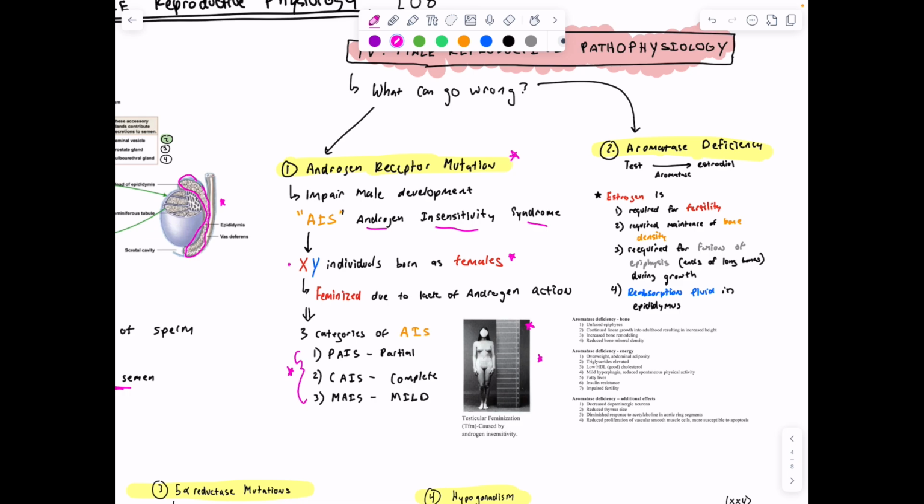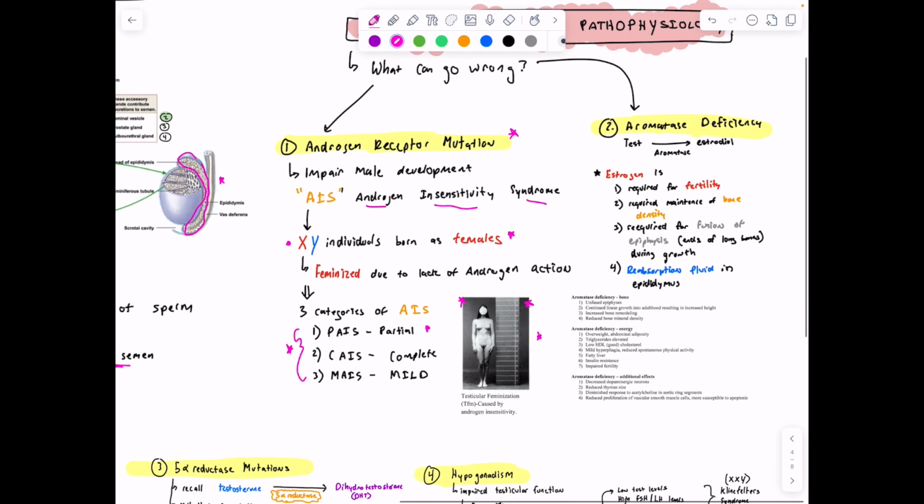Another thing you could think about here is, well, if it's partial, then maybe you still have your female phenotype, but genotypically you're male. And so phenotypically you're female, but genotypically you're male. So maybe some parts of the male internal structures did get developed and you have a testicle, right? And then you're producing too much testosterone, and so you might have some clinical problems.